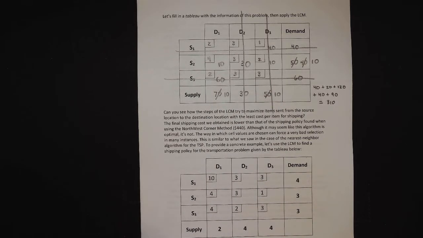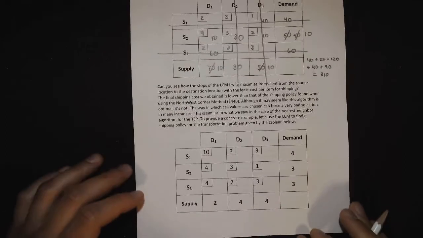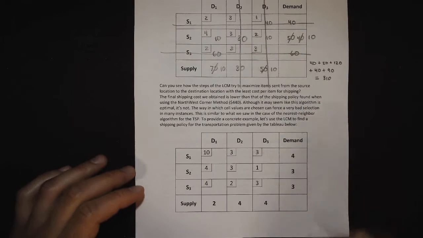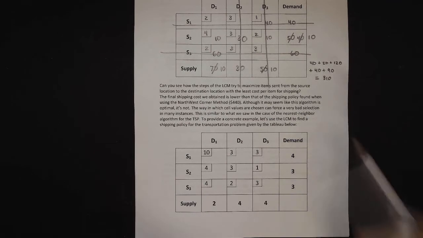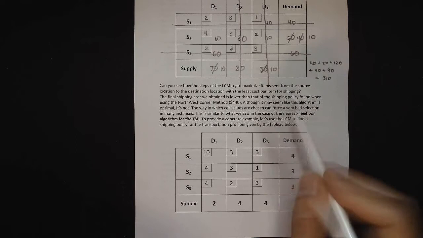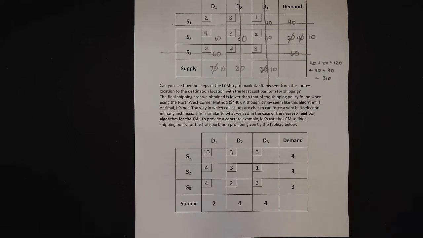Right, so I'm going to give you guys a concrete example of this. Let's use the least cost method to find a shipping policy for the transportation problem given by the tableau below. So this tableau contains all of the information of a transportation problem. There's no context, obviously, but from this point, we're able to apply any of the algorithms that we're going to look at to find a shipping policy. So let's look at the least cost method.